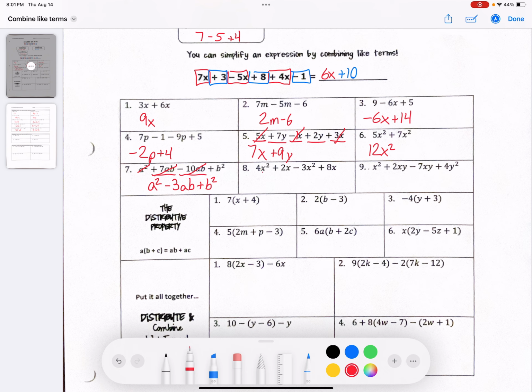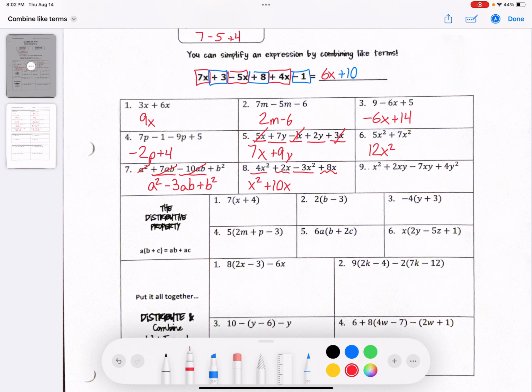Then for number 8, we have 4x to the second minus 3x to the second. So 4 minus 3 is 1, but we don't write the 1, we just write x to the second. And then 2x plus 8x. So 2 plus 8 is 10. So we get 10x.